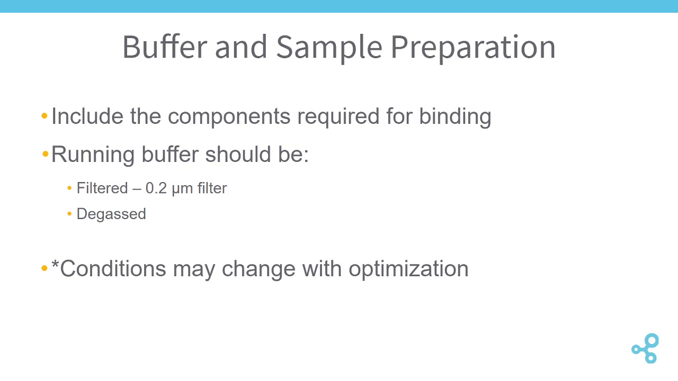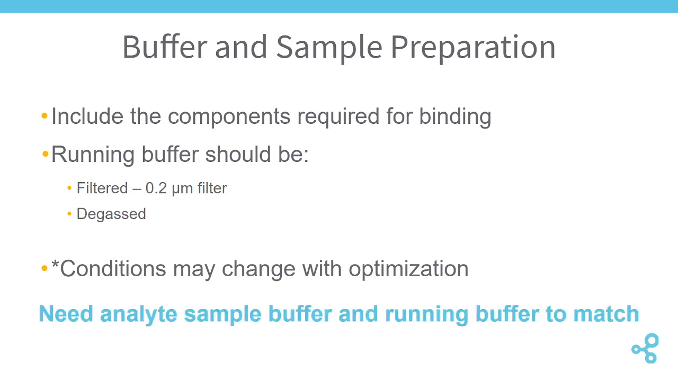One other thing to be aware of when we are preparing these initial buffers for our experiments is that these conditions will most likely change with optimization. We'll get into that once we get into our control experiment design. The reason for this is that certain things like nonspecific binding or bulk shifts might cause artifacts in the response curves that we're gathering, so we'll have to adjust and adapt to those by changing these buffer conditions.